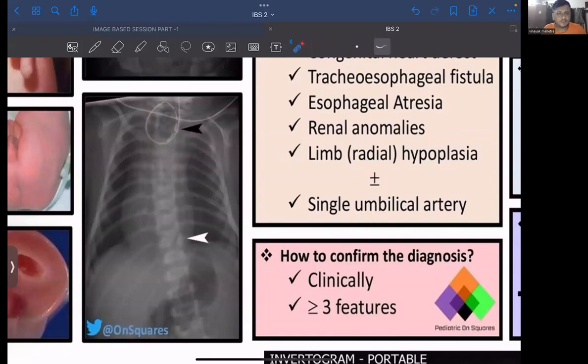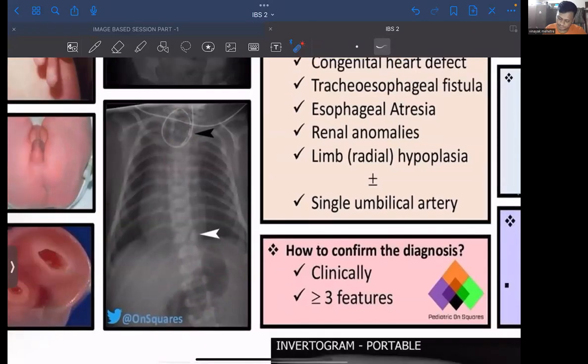Coiling of the tube in the esophagus itself, it has not reached the stomach. So उसका मतलब क्या है? Tracheoesophageal fistula. Tube is not reaching the destination. Okay, tracheoesophageal fistula, right? ये image आ चुकी है, right? This image has been asked.